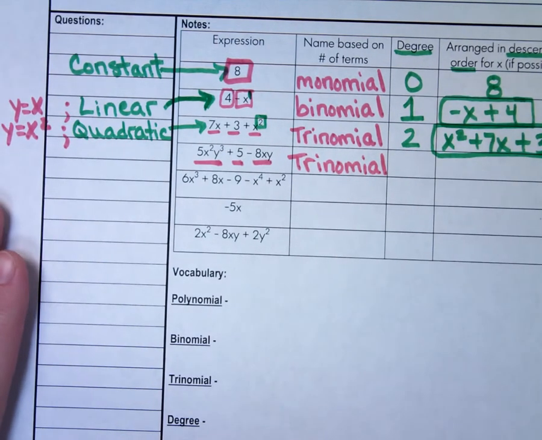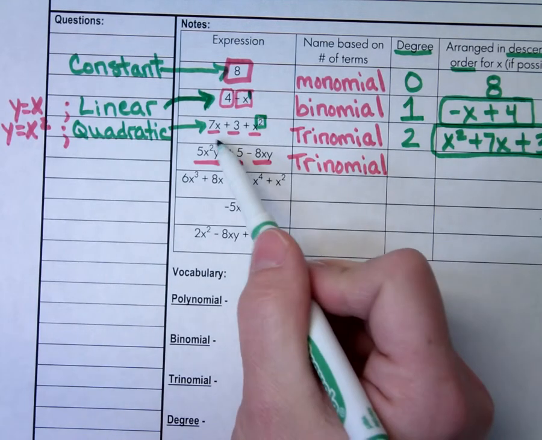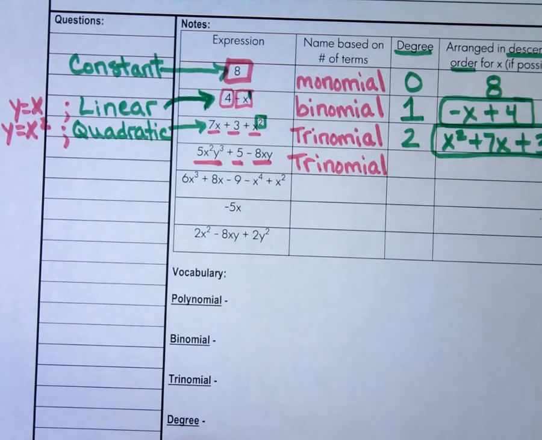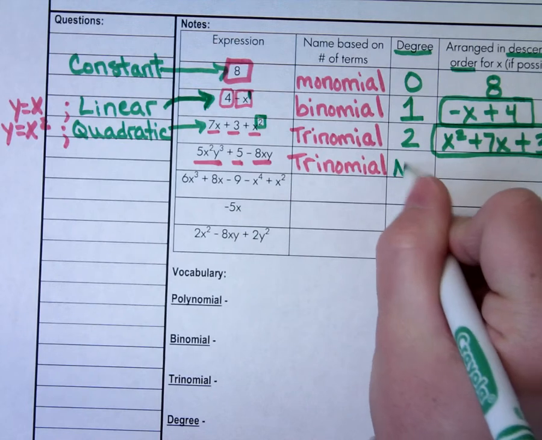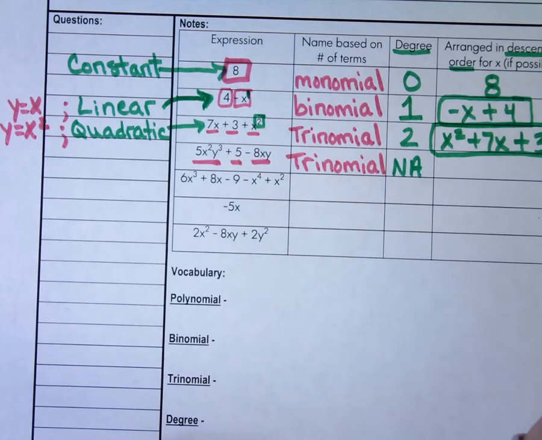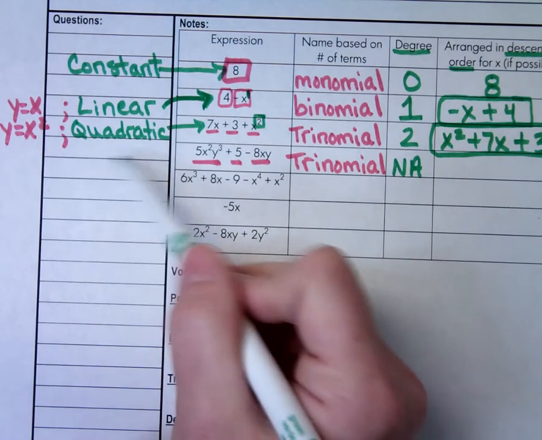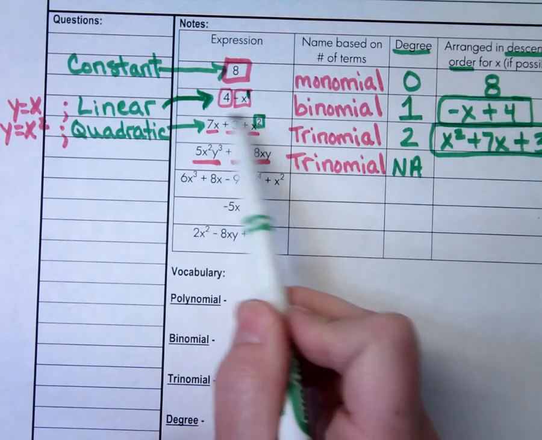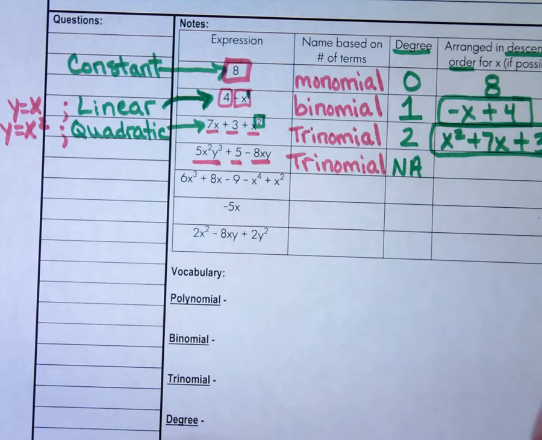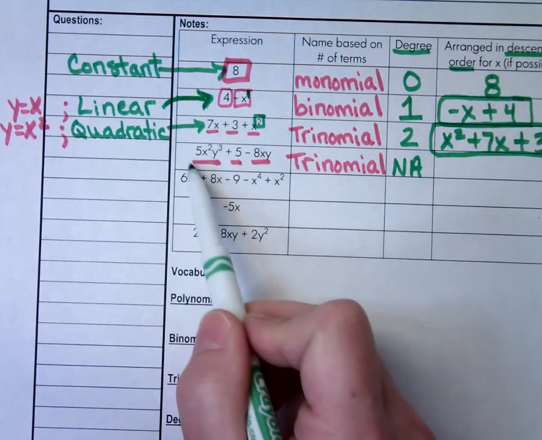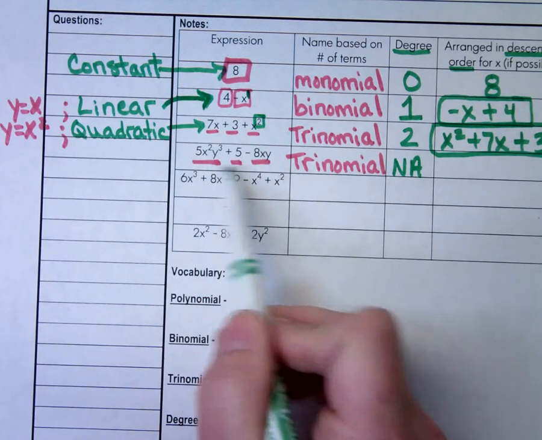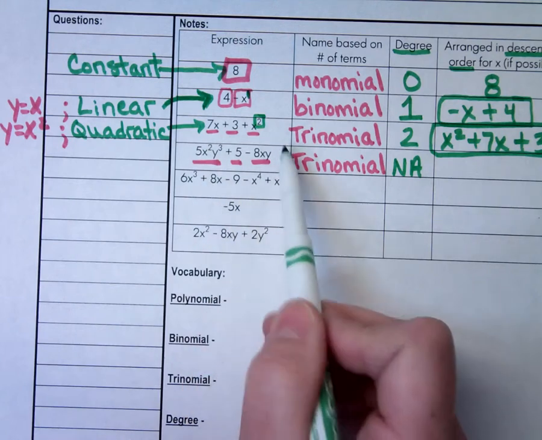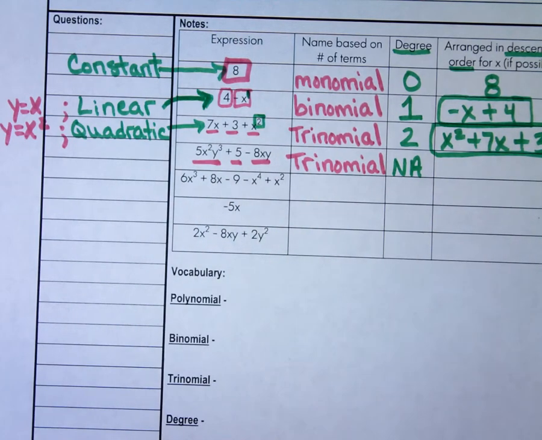But this one's different than the others. If we ever have a mixture of letters, then we don't have a degree. So I'm going to put NA for not applicable. So I can't name it over here based on its highest degree. So we have a degree when the problem only has x's or only has y's. Since this problem has a mixture of x's and y's, we don't have a highest degree for this problem, and I can't give it a special name.